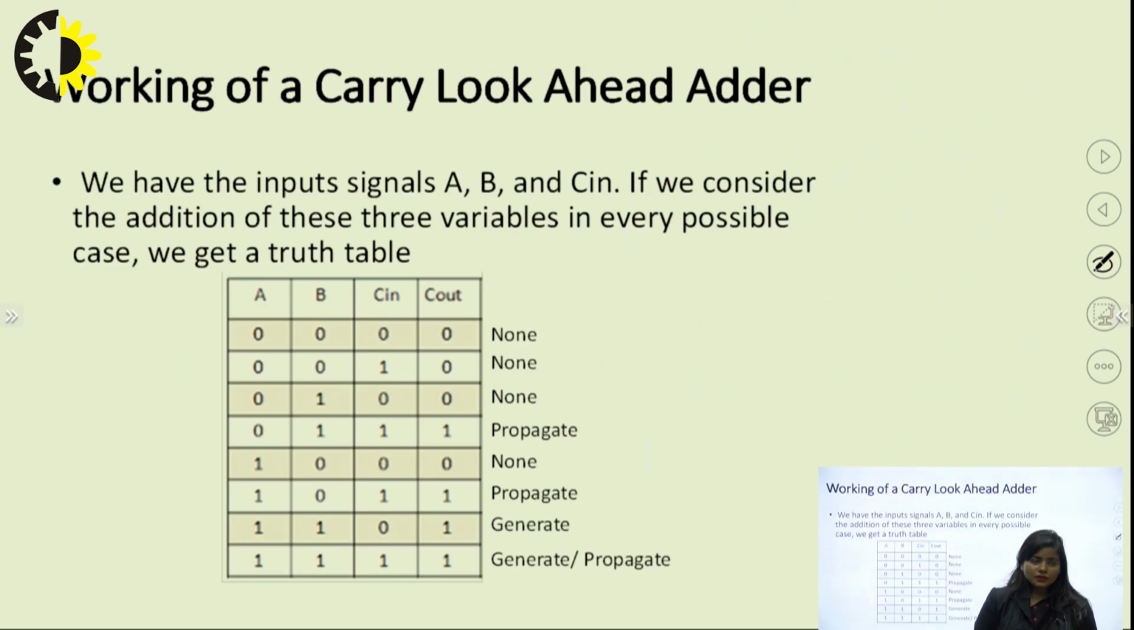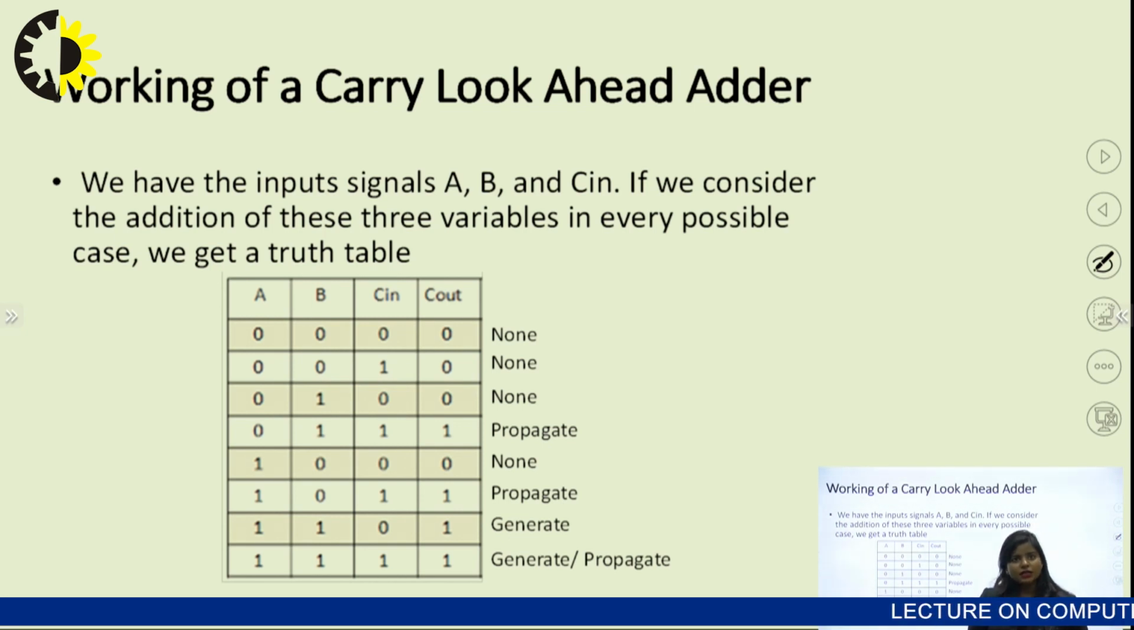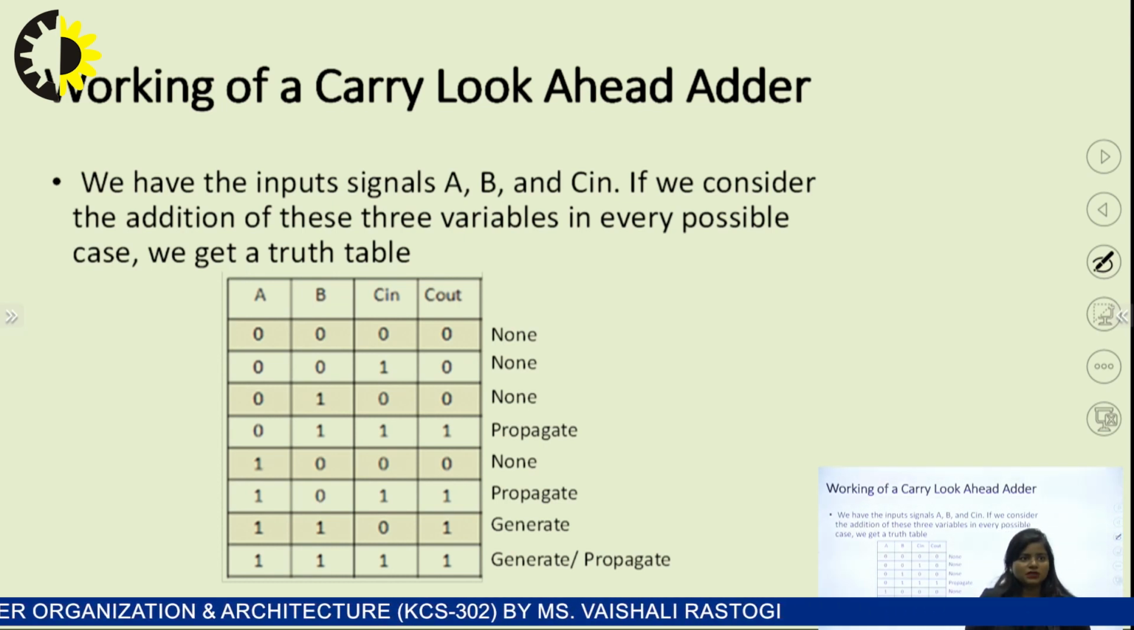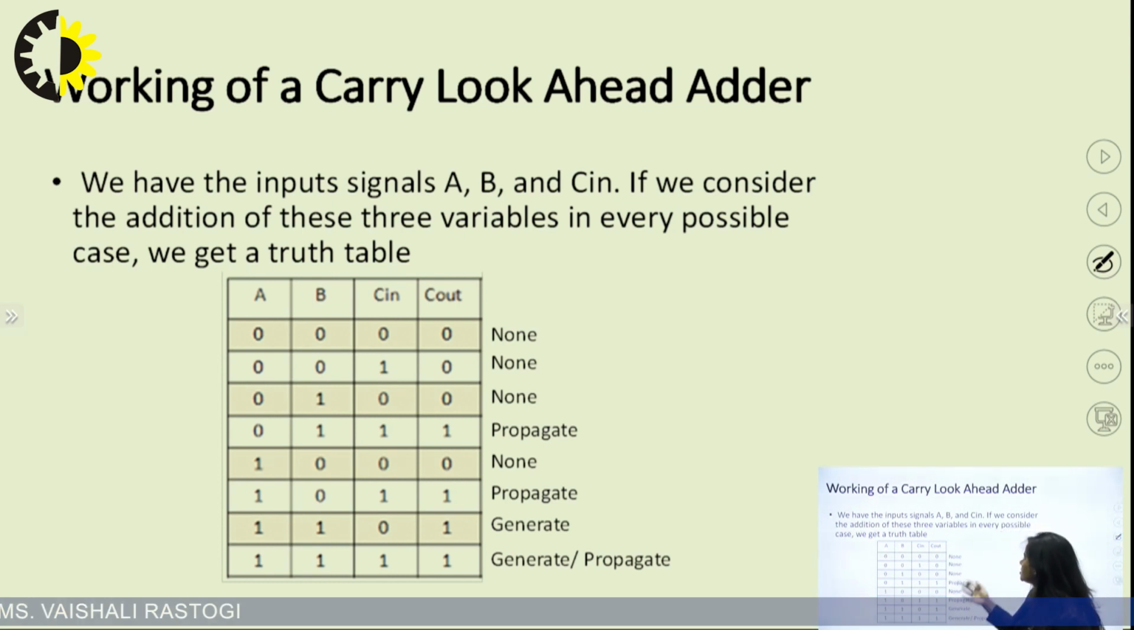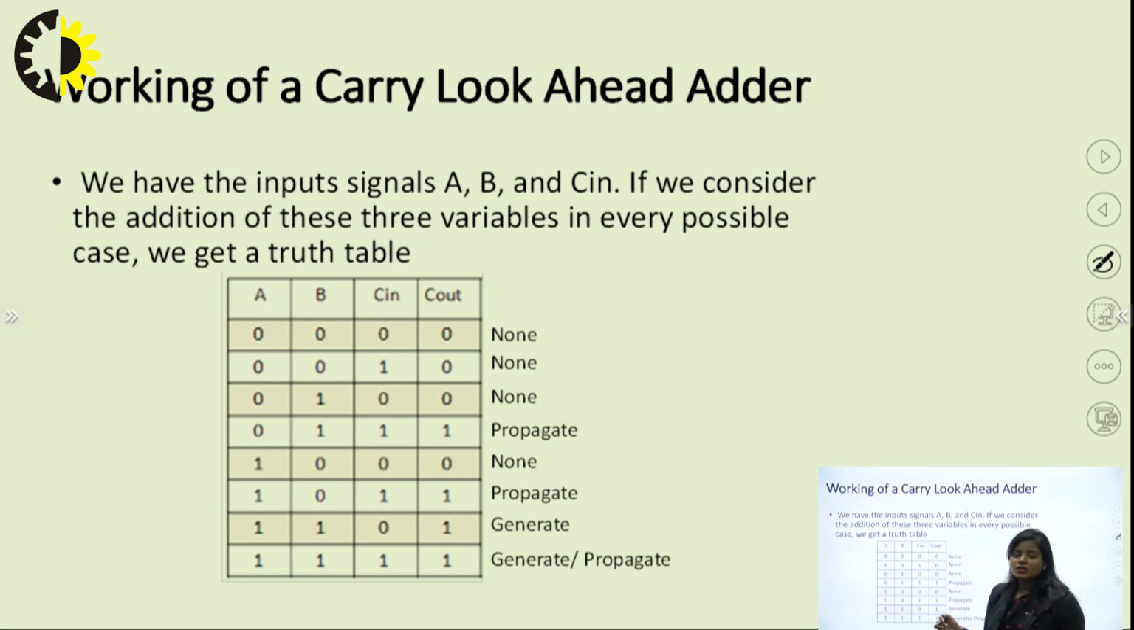Now we have to deal with the truth table. What is a truth table? We have the input signals A, B and C in. If we consider the addition of these three variables in every possible case, what will we get? We will get this kind of truth table. This truth table says that I have two inputs A and B and another input C in. What are the possible values of A, B and C in? This is basically A0, B0.